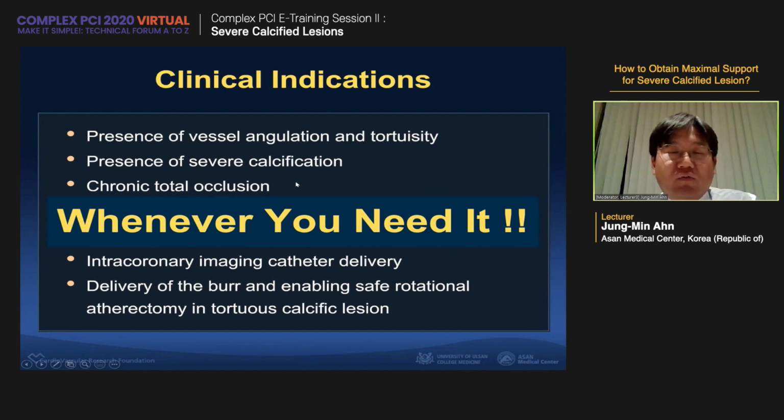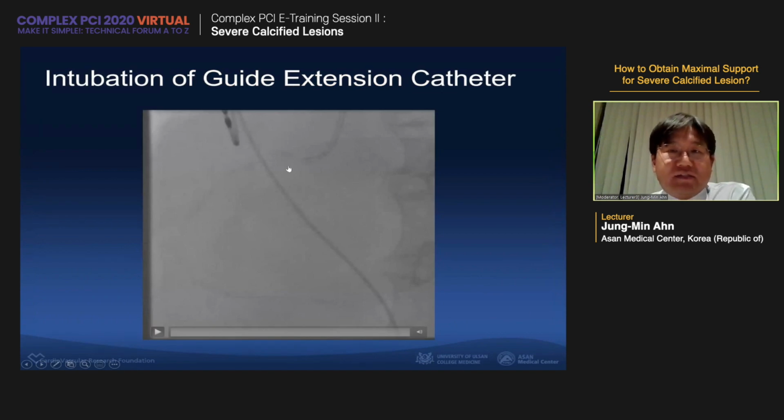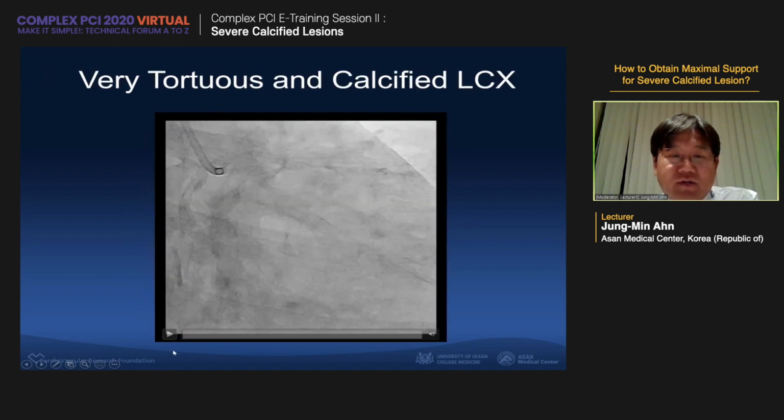So even with weak guiding catheter support, if you use the mother and child catheter system, GuideZilla or GuideLiner, you can get very strong backup for the treatment of a severely calcified lesion. So how do we insert the guide extension catheter? This is a case of insertion of a guide extension catheter. Introduce the balloon first, and then using the balloon as a guide, you can insert the GuideZilla into the deep portion.